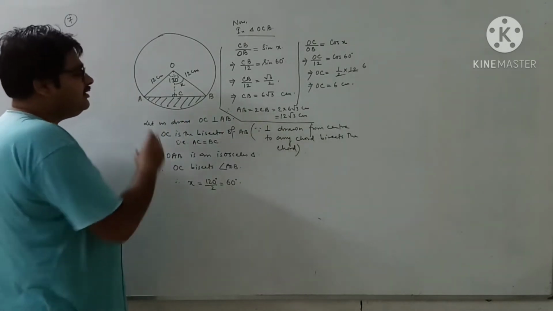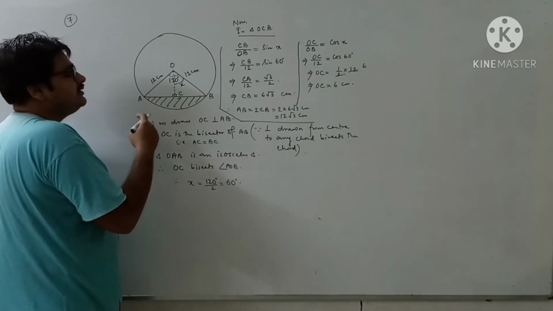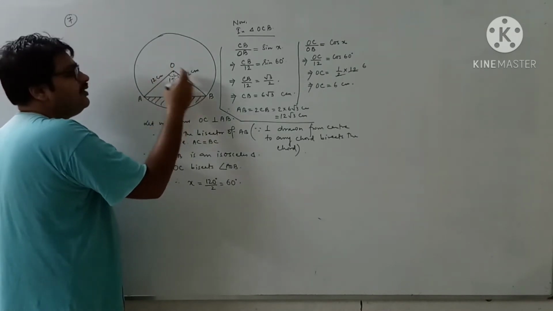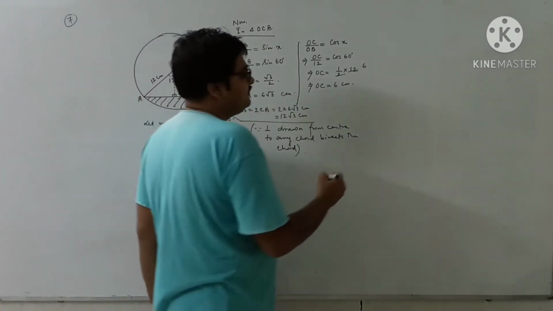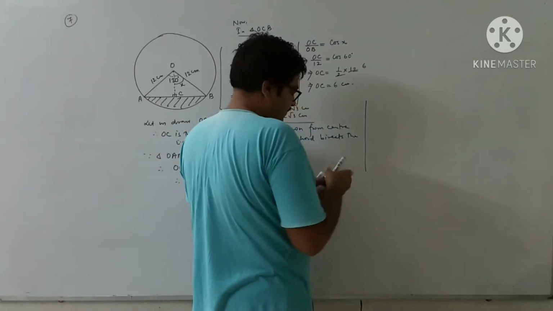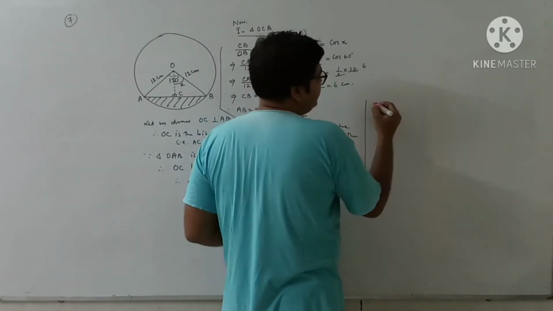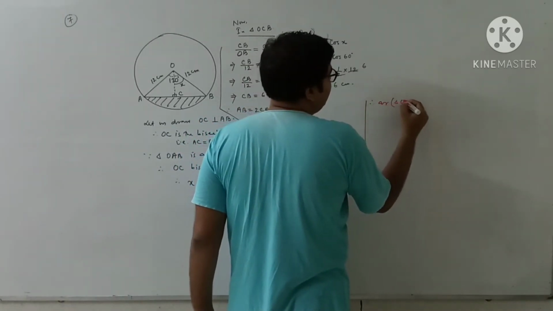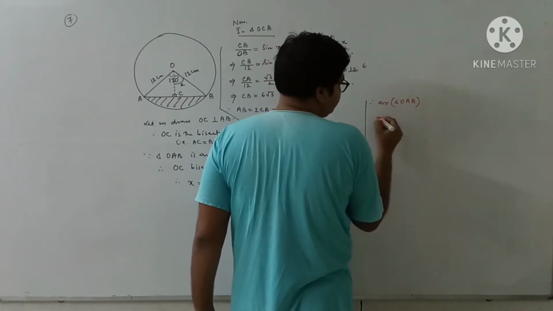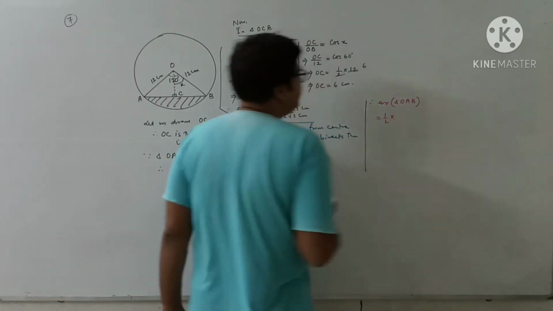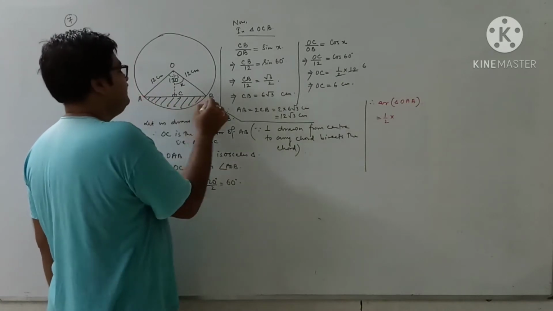So I got the length of AB, I got the length of OC. So easily I can find out the area of triangle OAB. So therefore, area of triangle OAB. Formula is half into base into height. Base is AB, height is OC.